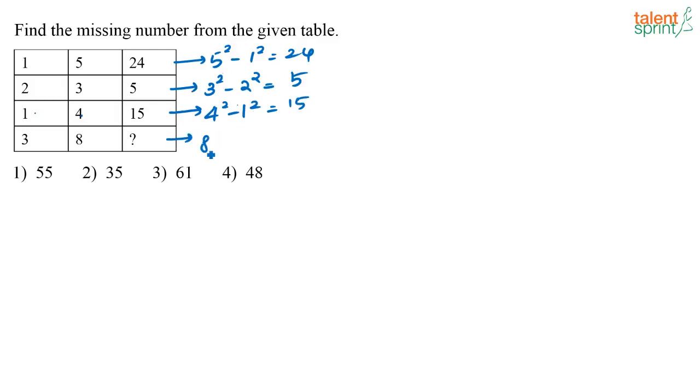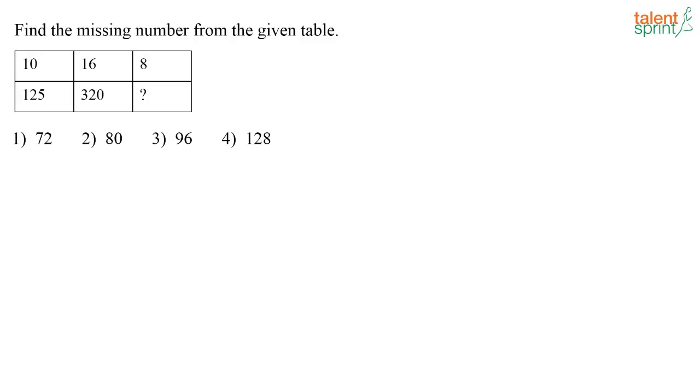So next will be 8 squared minus 3 squared. So what is 8 squared minus 3 squared? 64 minus 9, which is equal to 55. The correct answer is option 1, 55. This square minus this square, right, that's what we are doing.